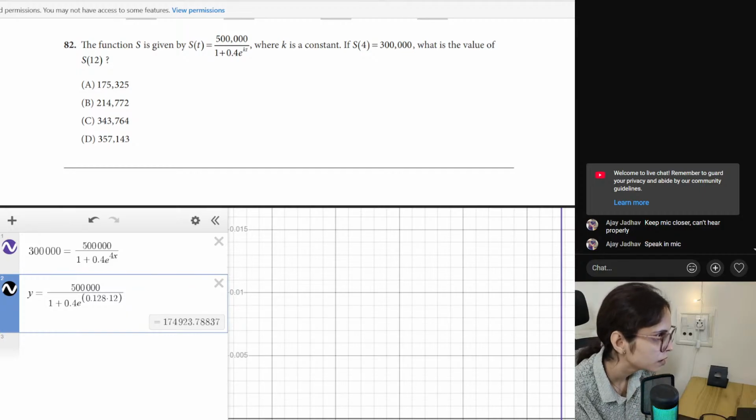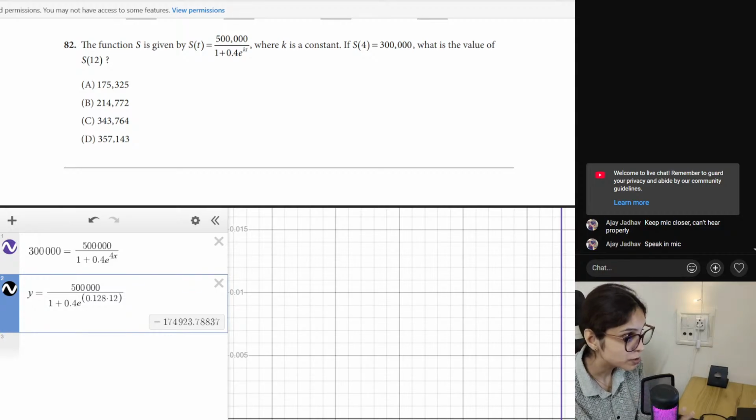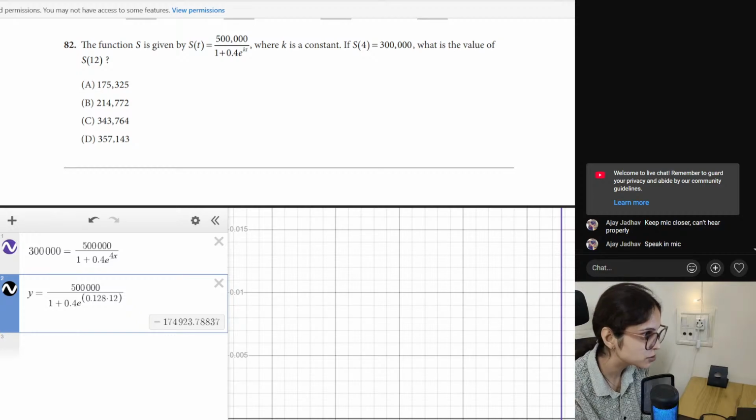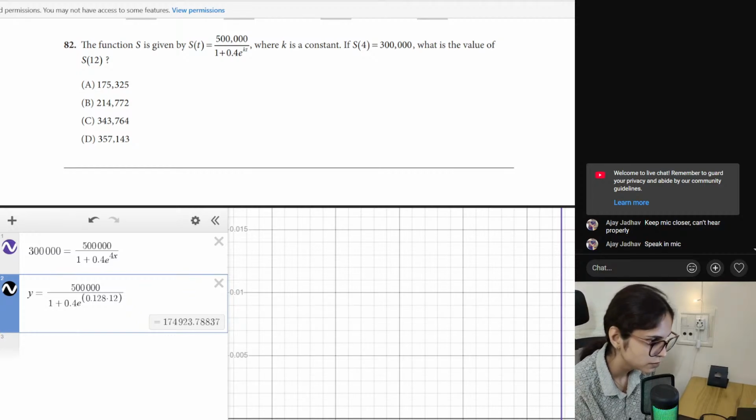Anyways, so it's approximately 175,325. So the option is A. That's one of the options, but you saw that I was having trouble finding the value by just doing this. So I have one more trump card where you can get the exact value. How we can do that, I will show it to you now.